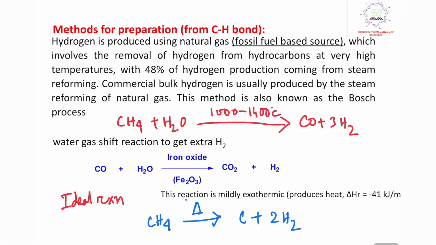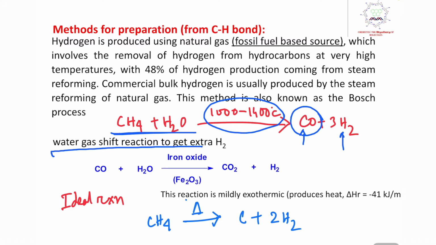Now, methods for preparation of hydrogen. If we consider the CH bond, as I told you some time before, this is relatively more reactive. Question: why is this? Because of one reaction. If you look at this, methane plus water, if they react at high temperature, 100 to 1400 degrees centigrade, it produces carbon monoxide and hydrogen, and we know carbon monoxide is not an ultimately stable molecule. So this carbon monoxide is further utilized for the water gas shift reaction to get extra hydrogen.